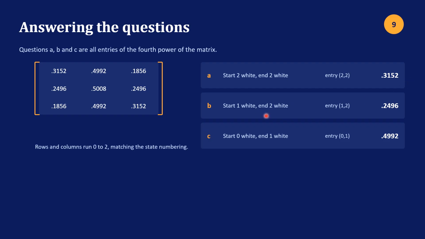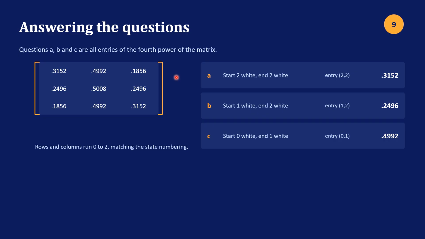0.3152. Then the second question is if you start with 1 white and you end with 2 whites, so that would be this entry, 0.2496. And then the third question is you start with 0 whites and you end with 1, so that would be this entry here, 0.4992. And of course you can ask other questions, but I just gave you 3 examples.